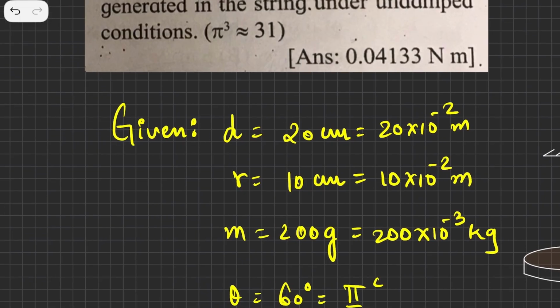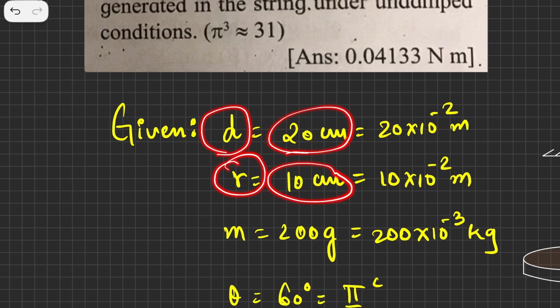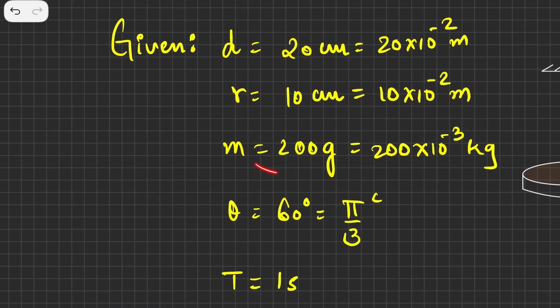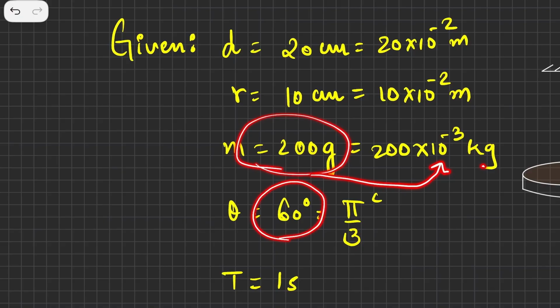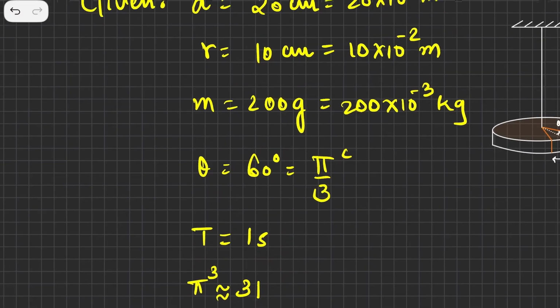I've just written that in tabular form. Diameter is 20 centimeters, so the radius would be half of that, and centimeters to meters is 10 raised to minus 2. Mass is given as 200 grams, which is 10 raised to minus 3 kgs. 60 degrees in radians is pi by 3 radians. Time period is given as 1 second, and pi cube is given as approximately 31.